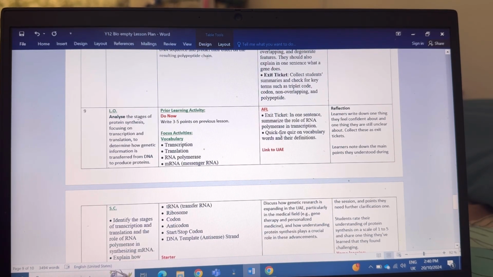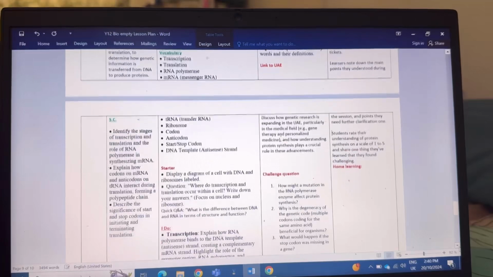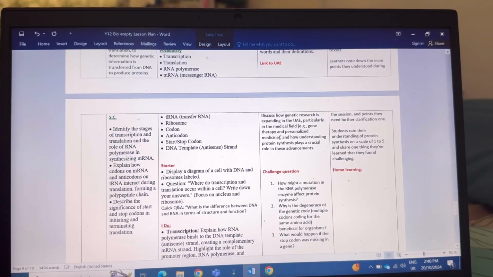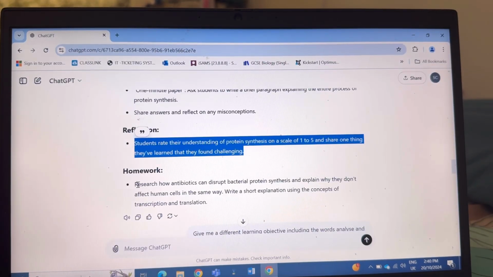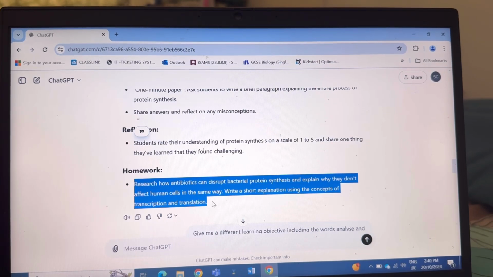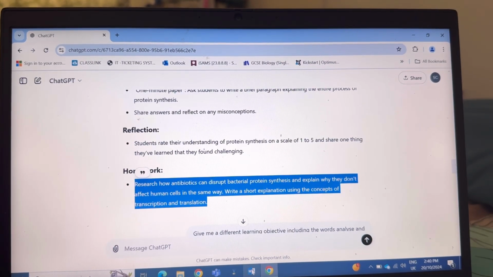And last but not the least is home learning. It was before called homework, but I don't know why schools keep on changing these terms. Come on, homework and home learning, isn't that the same? It's the same, but they need to give some fancy names. Never mind. So I'll just give the homework which is suggested by ChatGPT here.